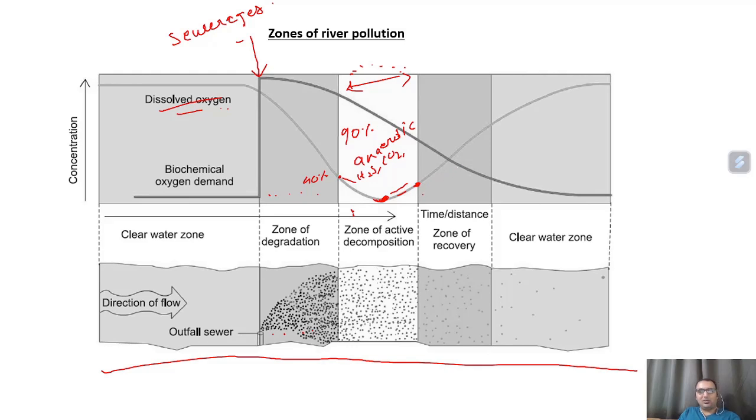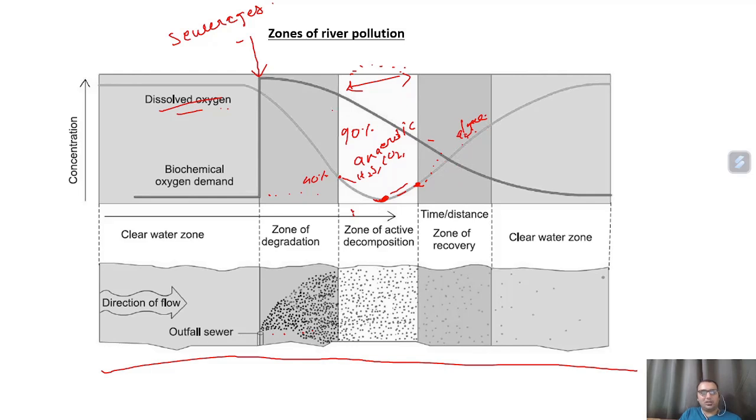Then comes the zone of recovery. Here the recovery of the water starts, and you can again see some algae growing, because algae needs some sunlight and some nutrients. Here you will see the water replenishing itself, and it goes back to its original condition in the zone of recovery.